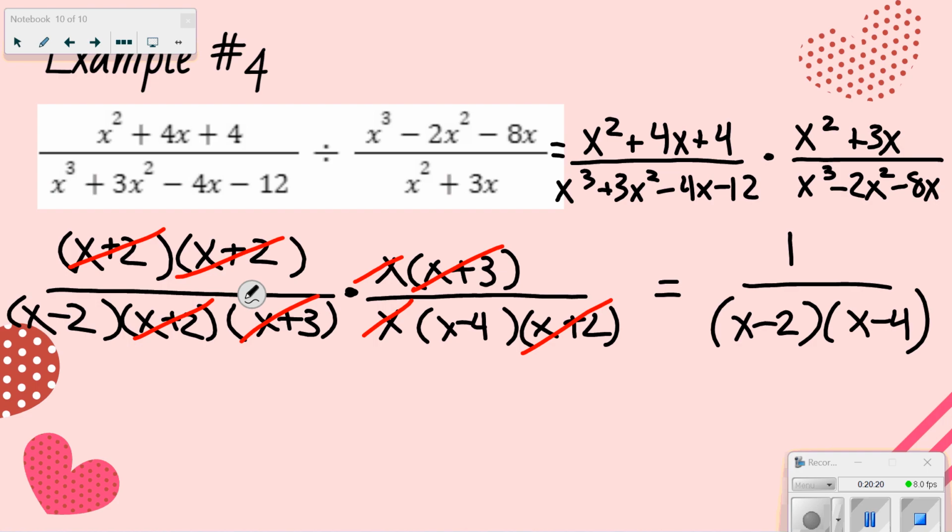Find the things x can be, which means those are restrictions. What values can x not be? Looking at our first fraction, what are those values? -2, 2 and -3. Good start, guys. And let's look at our second fraction. What values can x not be here?